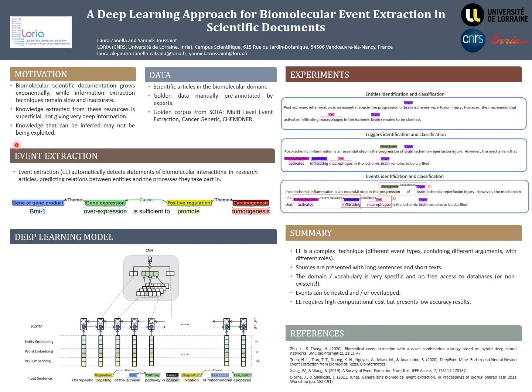So based on this, we are proposing to develop an event extraction model, which is part of the information extraction techniques in natural language processing, and is basically the prediction of the relationships between some entities and the processes where these entities are being part of. So for example, here there is this entity BMI1 classified as gene or gene product, and this other, tumorigenesis, which is classified as carcinogenesis. And on the other hand, these processes, overexpression and promote, classified as different types of processes.